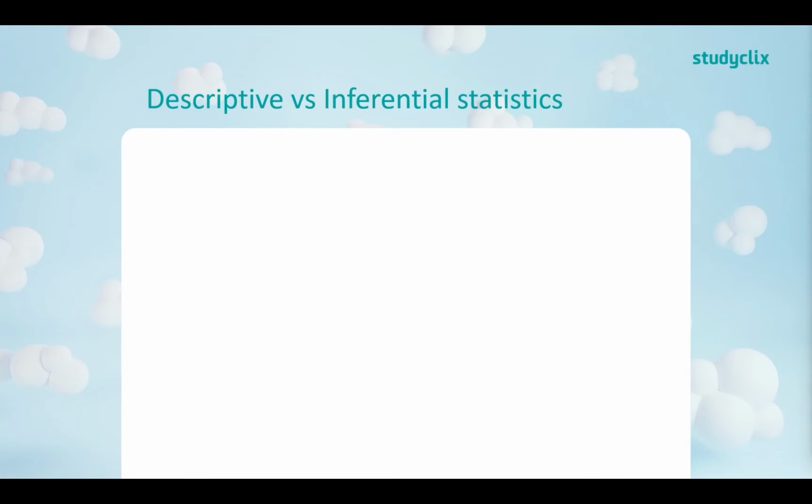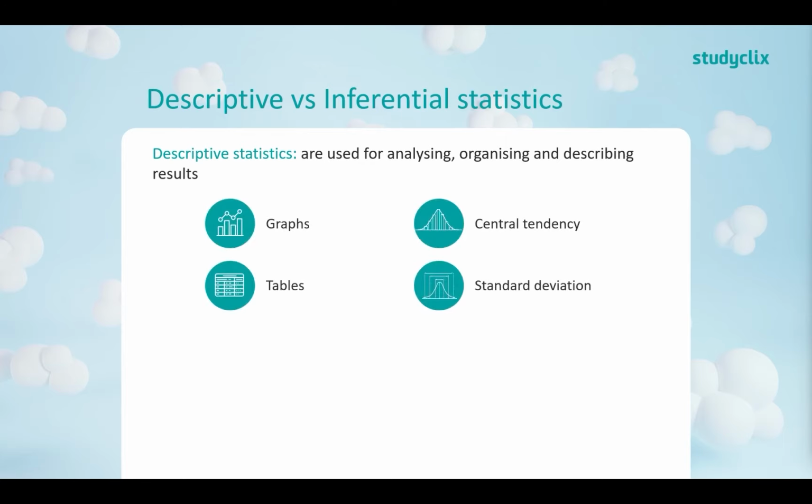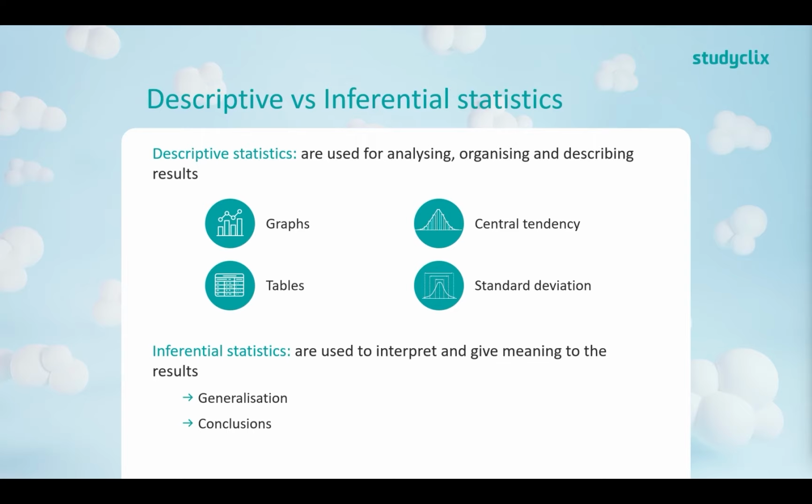So to start off, descriptive statistics are used for analysing, organising and describing results. This includes things such as tables, graphs, central tendency, as well as our standard deviation. In contrast, our inferential statistics are used to interpret and give meaning to the results. So we use this to make generalizations as well as conclusions. In this sense, our descriptive statistics are saying what we have. So it is about our results and what our sample has. While our inferential statistics are talking about what this means for the wider population.